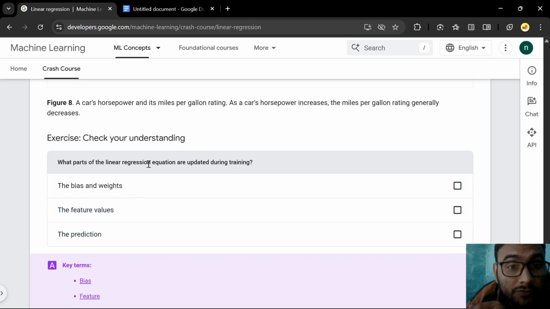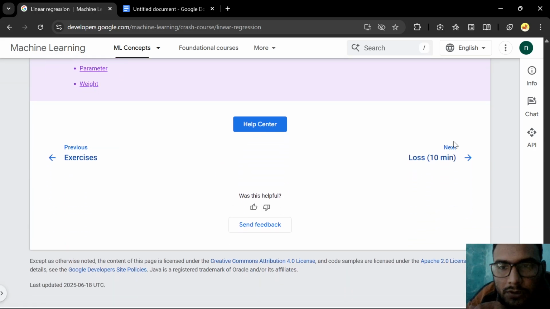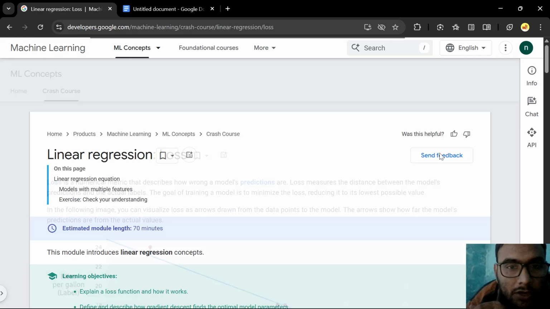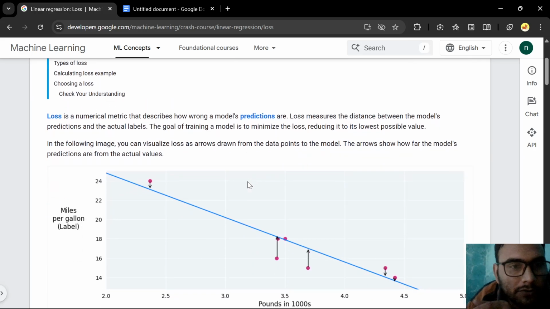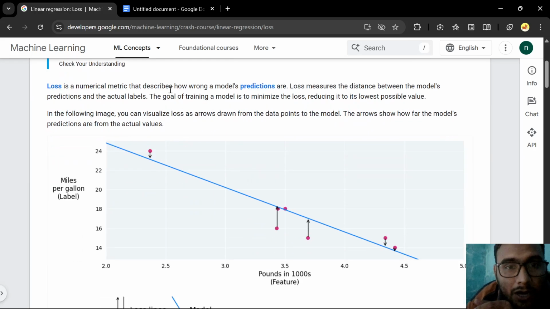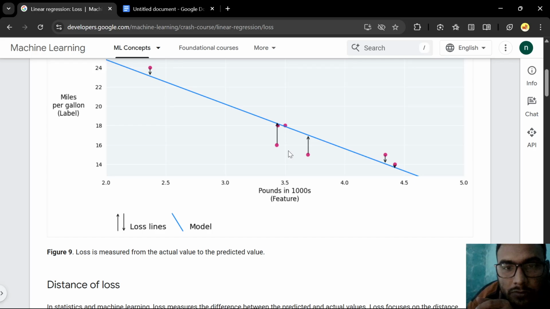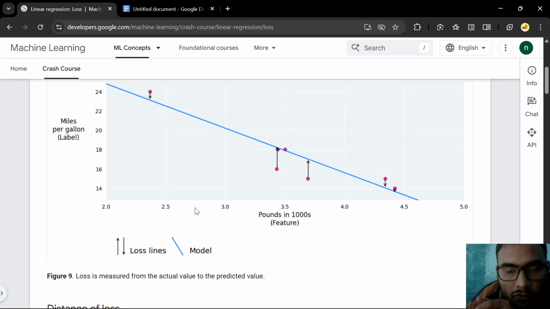What parts of the linear regression equation are updated during training? We know that it is the bias and weights. Okay, moving on to the loss. Loss is the difference between the value predicted by the model and the correct result. So it is a numerical metric that describes how wrong the model's prediction is. Loss measures the distance between the model's prediction and the actual labels, the actual output. So this is the loss line, the line between the actual dot and the predicted output.